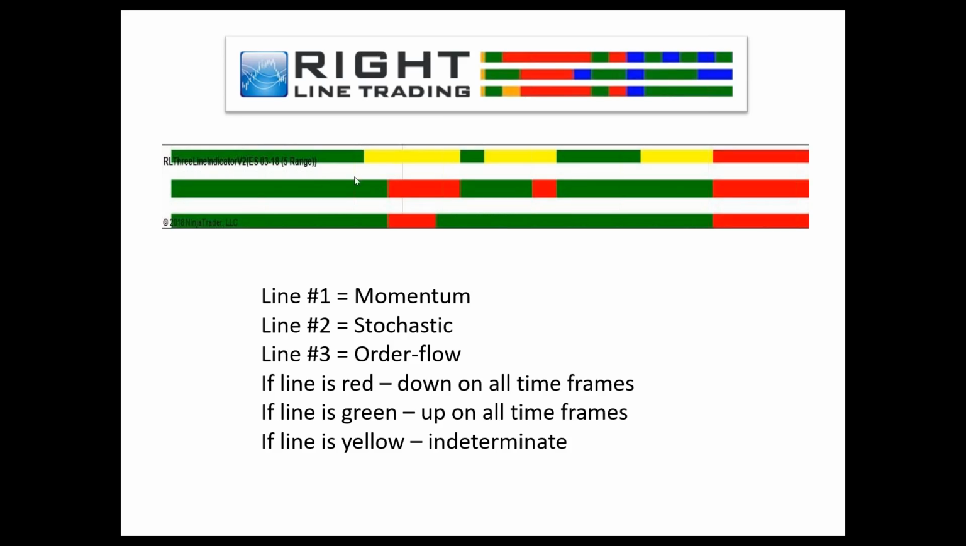Now, it does it in a very, very unique way. It does a multi-time frame assessment of these three parameters. I'm going to go over each one individually. Now, when the first line is red, it means that momentum is down, stochastic down, order flow down, or up. Now, I want to show you why it has future predictive power. And we're going to go into this much more in depth as the webinar continues.